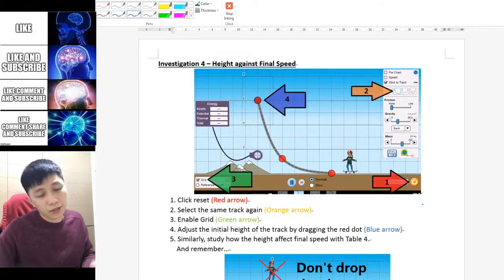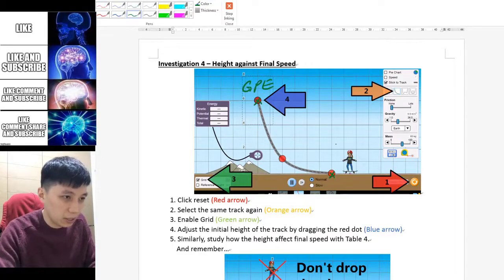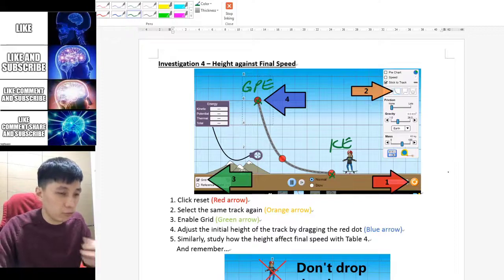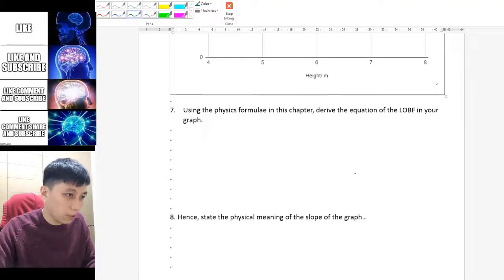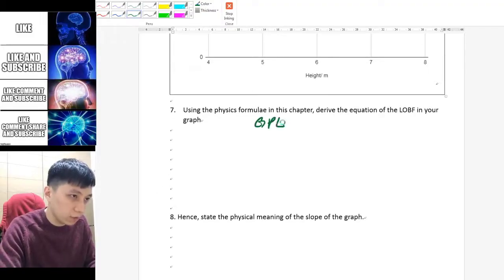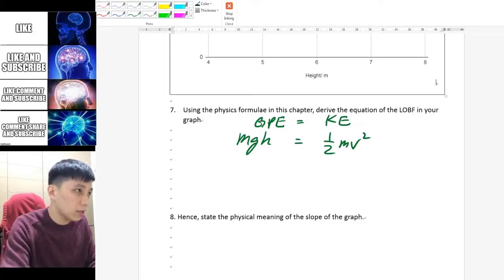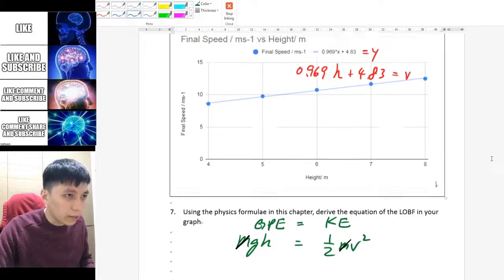And if you think about it, the whole motion is still the same as what we have previously. That is simply GPE all turning into KE. There's no work done because we have excluded friction in this investigation. So for your formula, you also start with GPE equals KE because that's what happened. And again, that's mgh and half mv squared. Cancelling out the m first, and then you can try to compare with what we get.